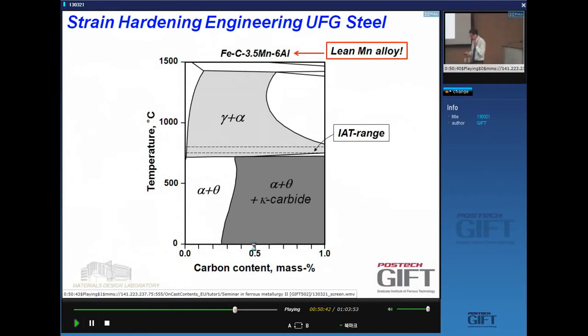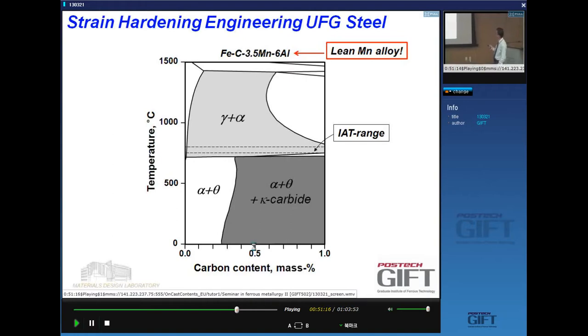Some researchers in material science at POSTECH and co-workers of Professor Nak-Jung Kim figured out another clever way to get the same type of microstructure by using this kappa carbide that I mentioned earlier, and creating the austenite from the redissolution of the kappa carbide. The interesting thing in this approach is that you have not that much aluminum.